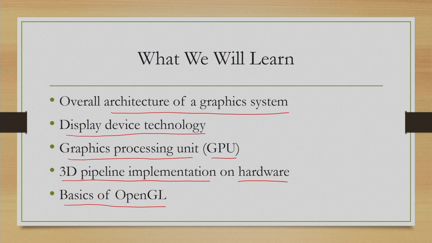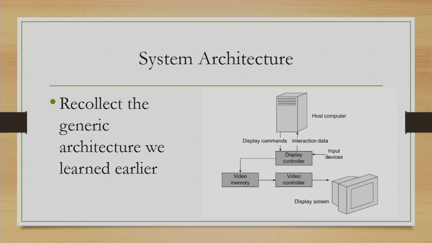So, we will start with how a graphics system architecture looks. Remember that we have already introduced a generic system architecture in our introductory lectures. We will quickly recap and then try to understand it with the new knowledge that we have gained in our previous discussions.